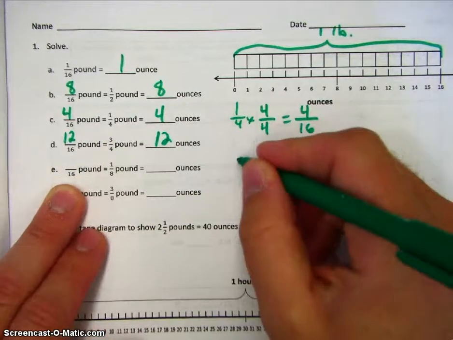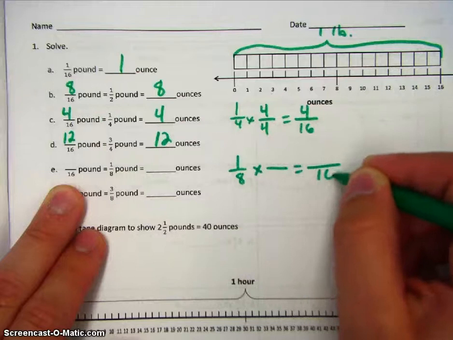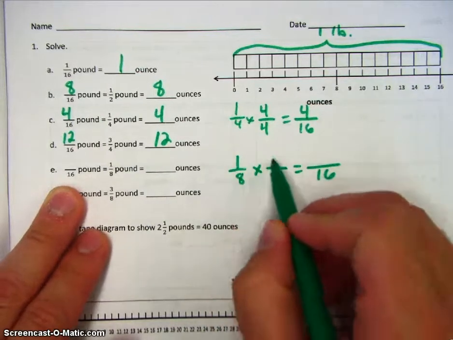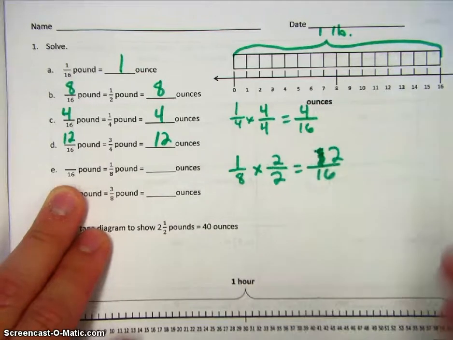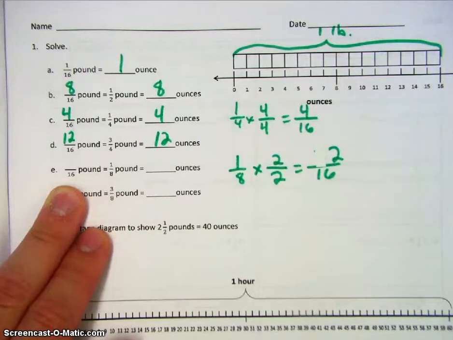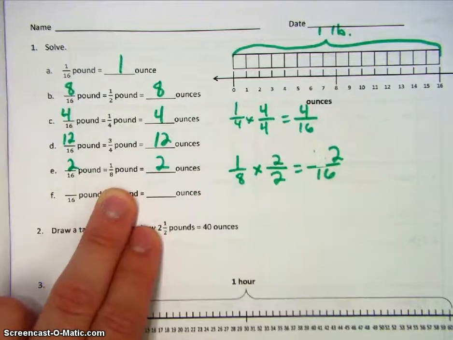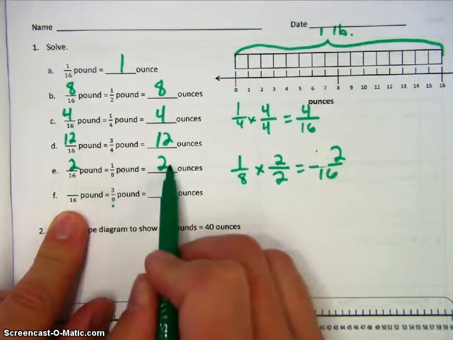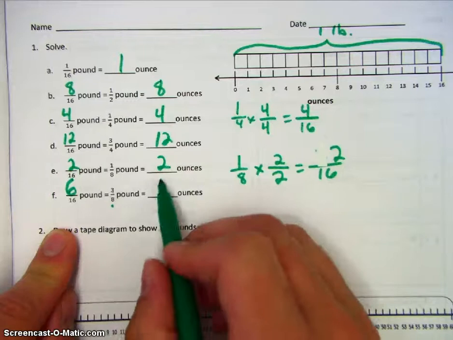Okay, now for our next one, if we think about 1/8, I'm trying to convert that into 16ths. Again, I know that 8 times 2 is 16, so 1 times 2 is 2. So 2/16 of a pound is 1/8 of a pound, or 2 ounces. So now we have 3/8 of a pound. Well, if 1/8 is 2 ounces, we're doing 2 times 3 to get our 6/16 of a pound, or 6 ounces.